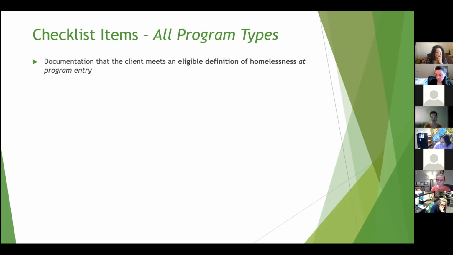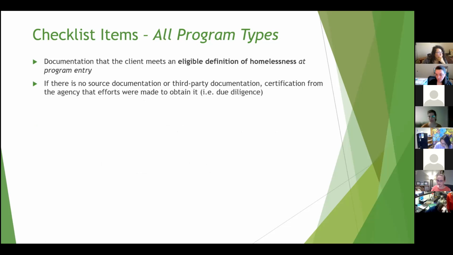Okay, next is documentation that the client meets an eligible definition of homelessness at program entry. So for street outreach and emergency shelter programs, self-certification is fine. However, when you're looking at rapid rehousing or prevention, we are going to look for that source documentation or third party. If you cannot obtain that source documentation, then you need to have some type of certification from your agency that you tried to obtain it but were unable to.